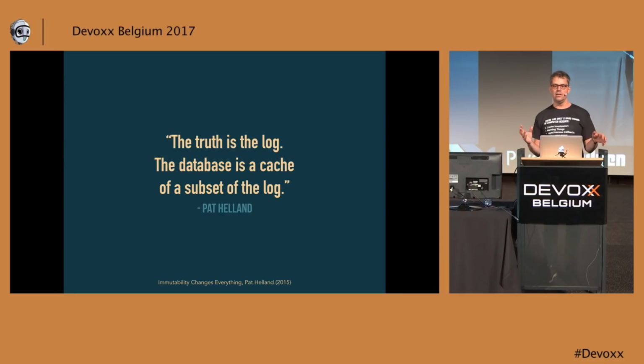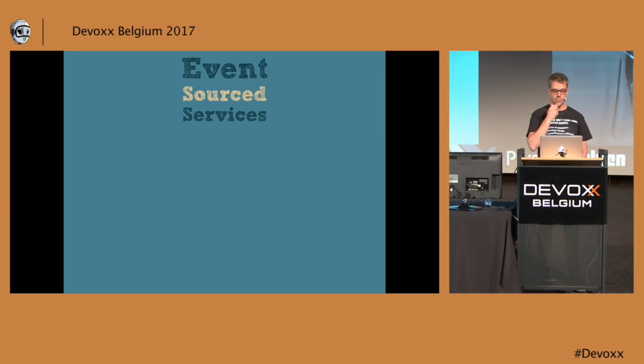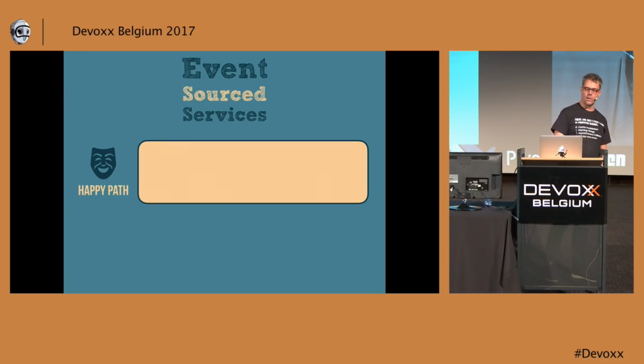There used to be a reason why we used in-place updates. Disk space used to be very, very expensive, but now it's immensely cheap. There's no reason to not keep all history around of everything that's ever happened in the system. And so the question is, why work with the cache of a subset of the real thing when we can work with the real thing, the log, directly, and take advantage of the fact that we are event driven?